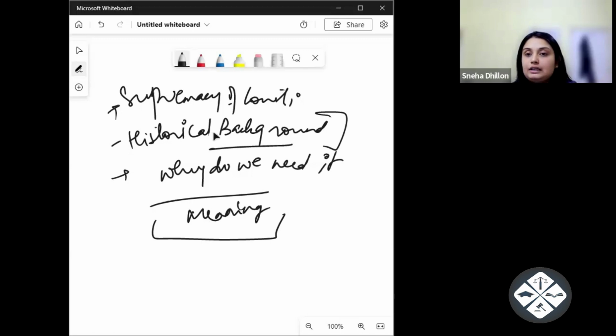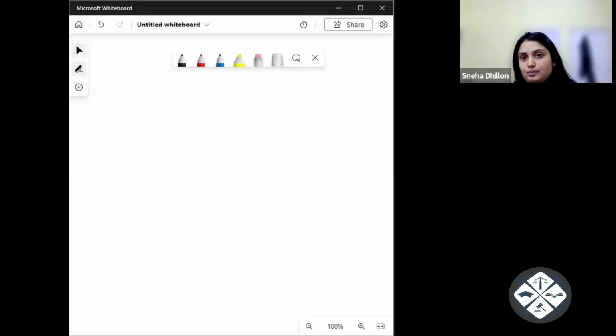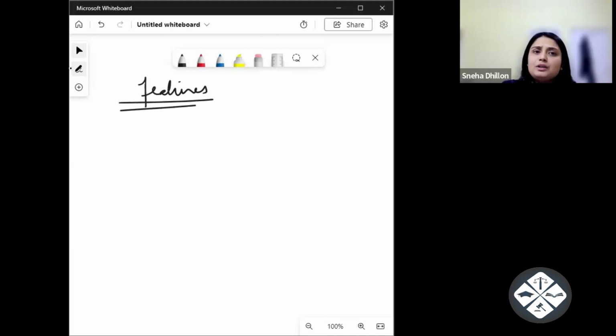So this class will be dealing with what the sources of the Indian Constitution are and what its features are. We are concerned with two things: the sources from where we have borrowed it, and secondly, the features. We will start with the features first. There are 9 to 10 or 11 features which we can generally say the Constitution has.